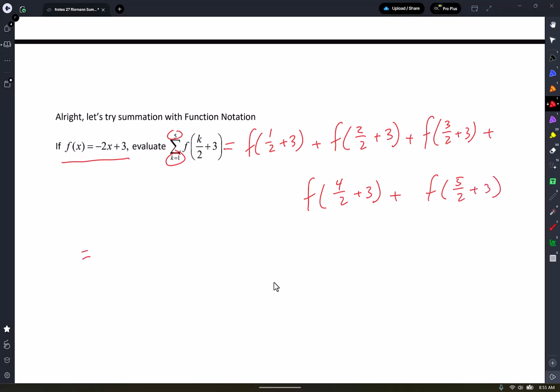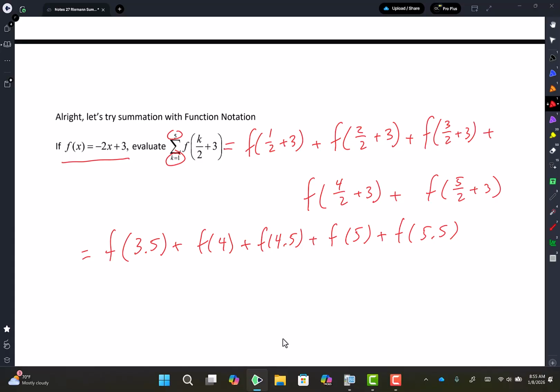Let's see what that is. f of 3 plus a half, that's 3.5. I guess I'll write 3.5. Plus f of 2 over 2 is 1 plus 3, that's 4. Plus 3 plus 1.5, that's 4.5. So it's all increasing by 0.5. Plus f of 5 plus f of 5.5.